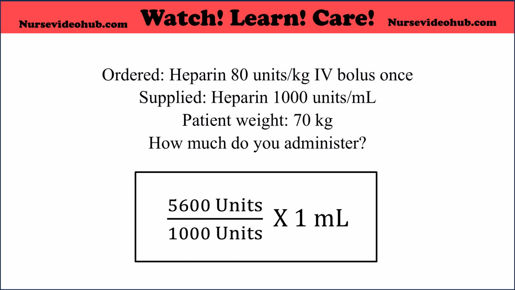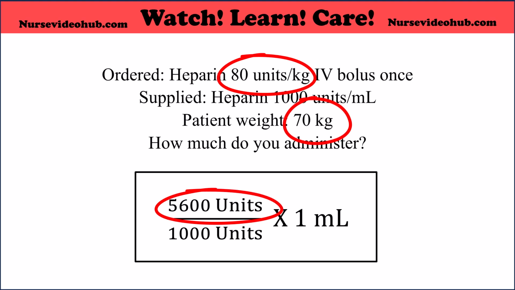Then, you need to identify the dose you want to administer, which is what was ordered. In this example, the dosage is 80 units per kilogram. You will need to determine the dose based on the patient's weight. 80 times 70 kilograms equals 5,600 units. Place that value in the top part of the formula.